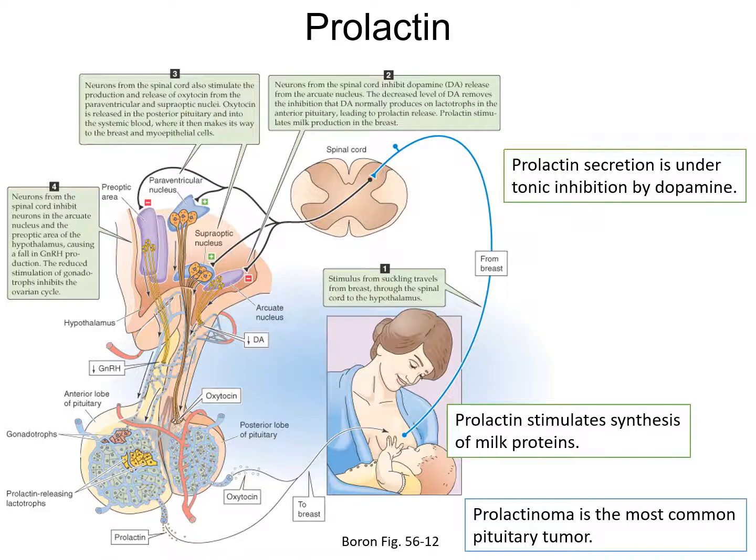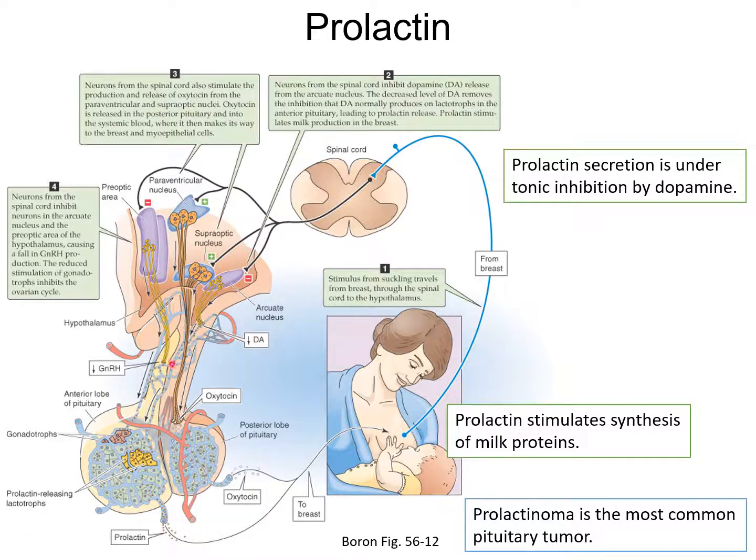All right, so last slide, we're going to talk about prolactin, which is our last anterior pituitary hormone. What happens is you have some mechanical stimulation of the breast, which then goes to the arcuate nucleus and the paraventricular nucleus. And what's going to happen is you're going to get inhibition of dopamine levels. Dopamine levels are going to be decreased, which is going to stimulate the release of prolactin.